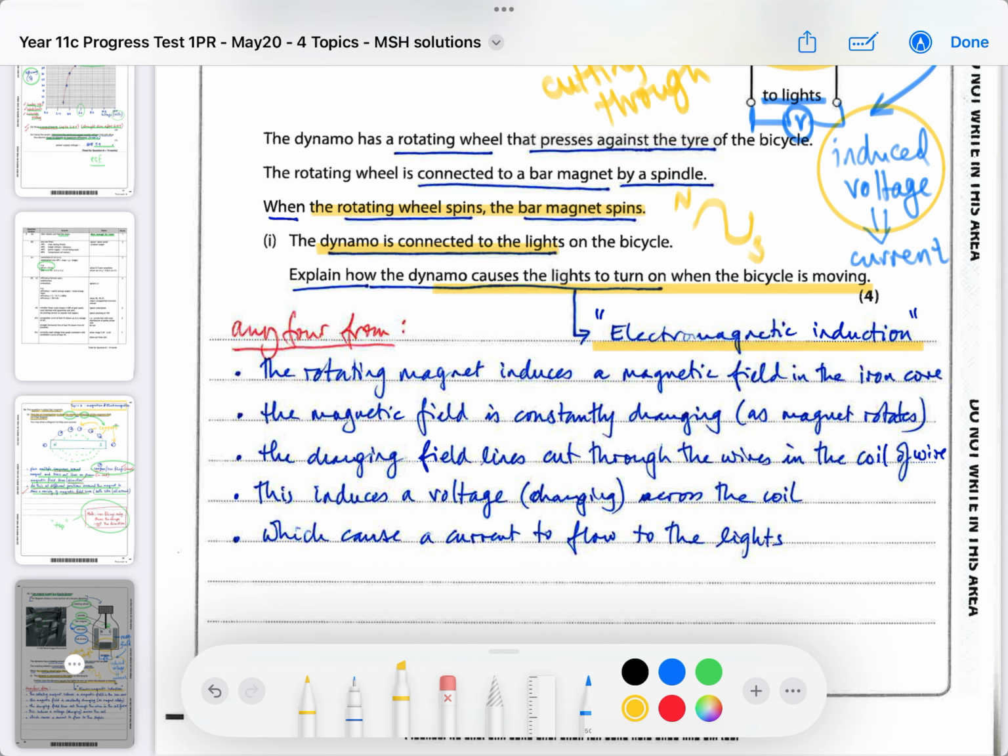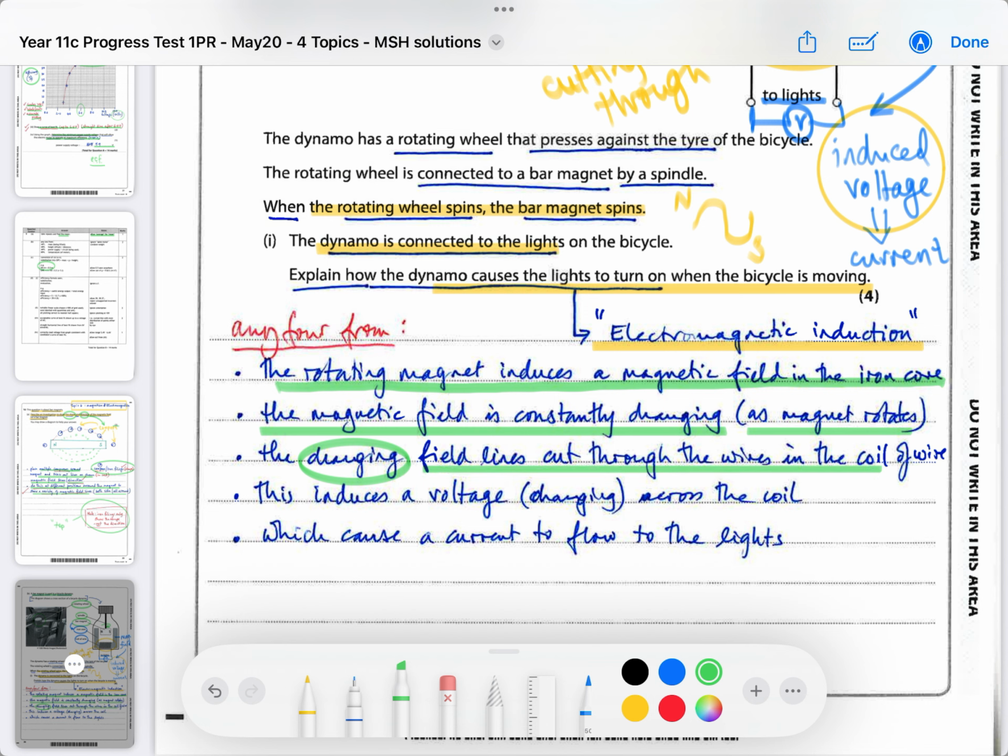Okay, so this is the way you need to write it. The rotating magnet induces a magnetic field in the iron core. Okay, the magnetic field is constantly changing. Why? As the magnet rotates, the north and south go opposite sides every cycle. You can't probably read my writing. This says the changing field lines cut through the wires in the coil.